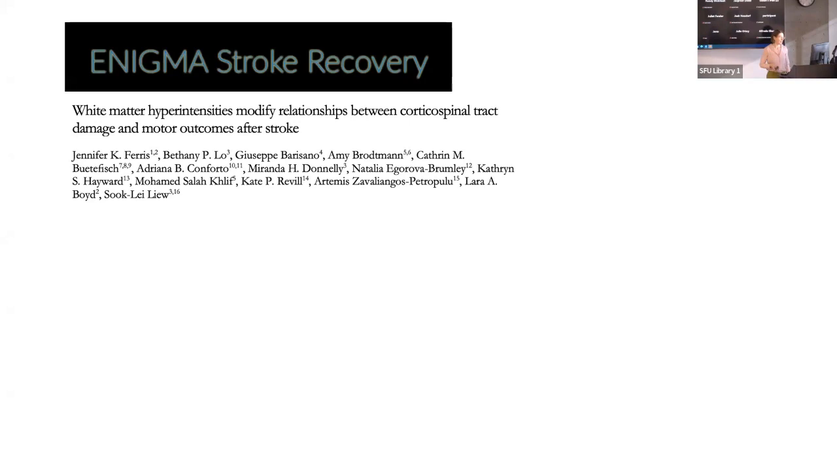So this is a study that I'm about to submit for publication, hopefully next week. So upcoming work, you can catch it on a preprint server soon, which I did in partnership with collaborators from the Enigma Stroke Recovery Working Group.